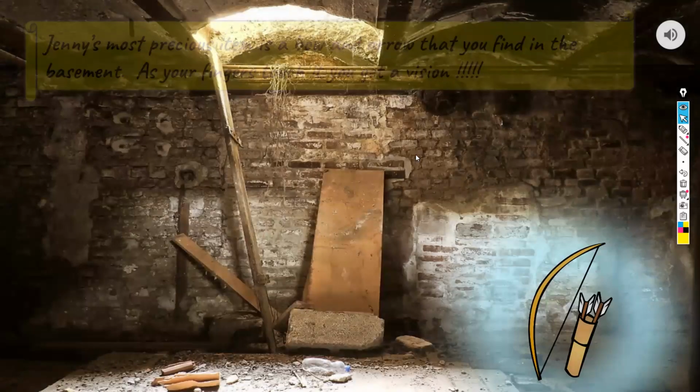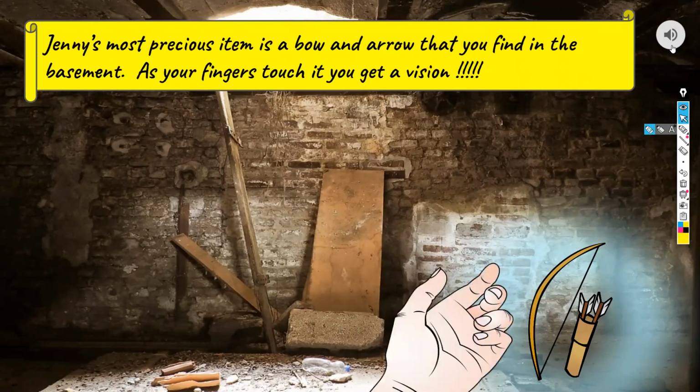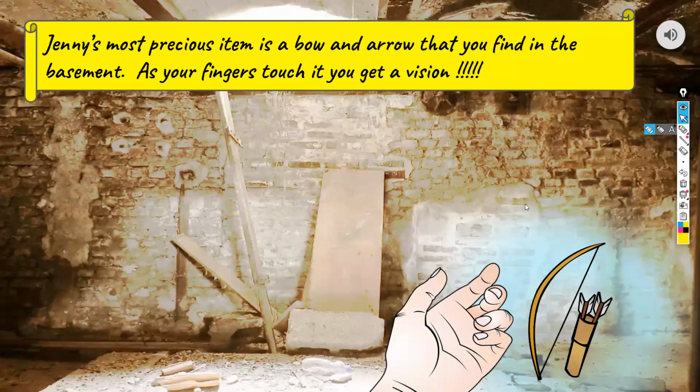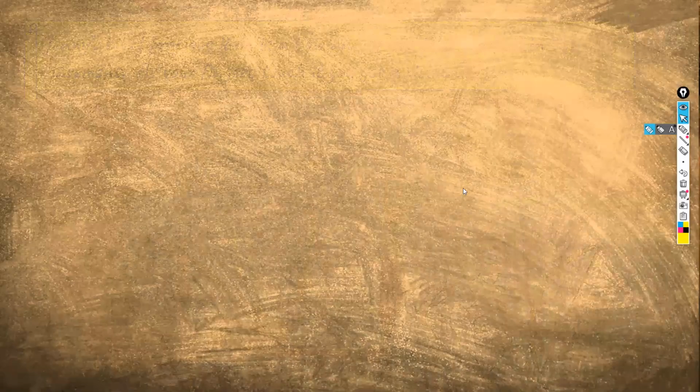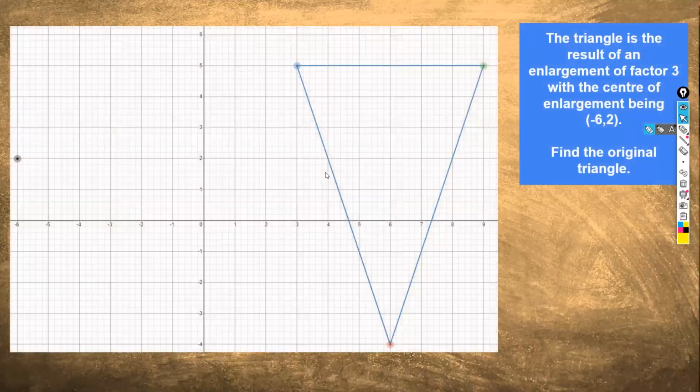The next one was Jenny. Apparently when Jenny was alive, her most precious item was a set of bow and arrows. Remember, we finally find it for her. When we touch it, it's going to give us a vision. So in the next slide, we will find out why it was precious to her.